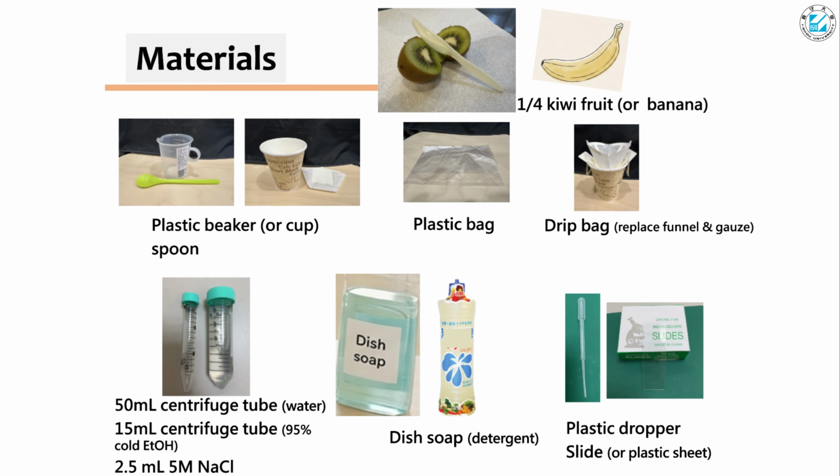Yeah, and a 15 milliliter centrifuge tube to put the 95% cold ethanol, the 2.5 milliliter 5N NaCl, and the dish soap. Dish soap is the detergent at your home to wash your dishes, wash your chopsticks. And the plastic rubber slide or plastic sheet. This is all your material here. And let's go for the procedure.